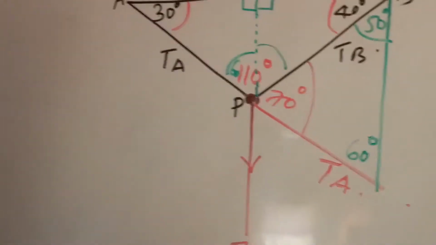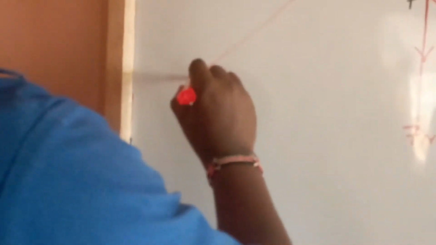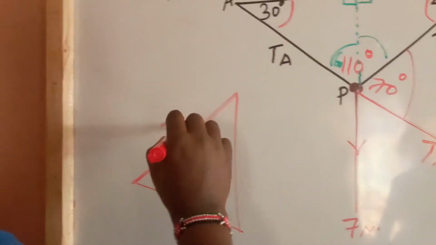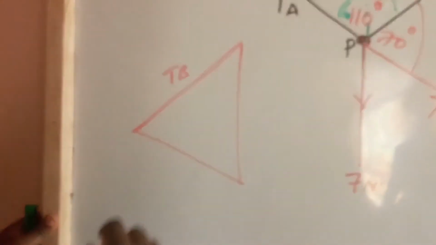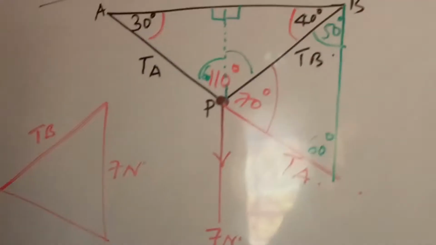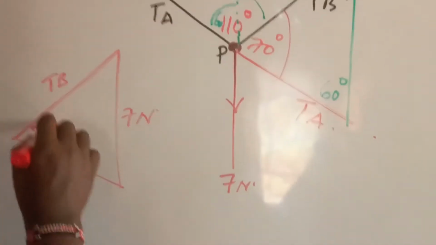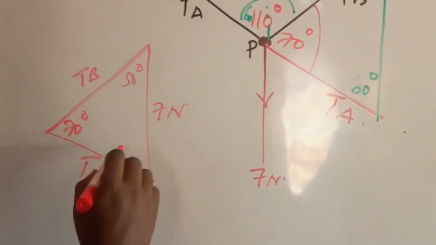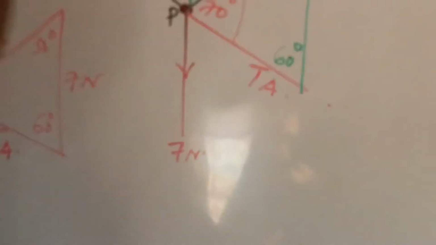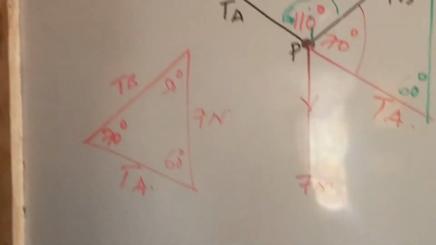We have our new triangle that looks like this. Now we have this is the tension of B, and this is 7 newtons because it's the force that is going downwards. This is the tension of A. This is 70 degrees, this is 50 degrees, and this is 60 degrees. Having reduced our diagram that way, we can easily solve it using any approach that is appropriate here.